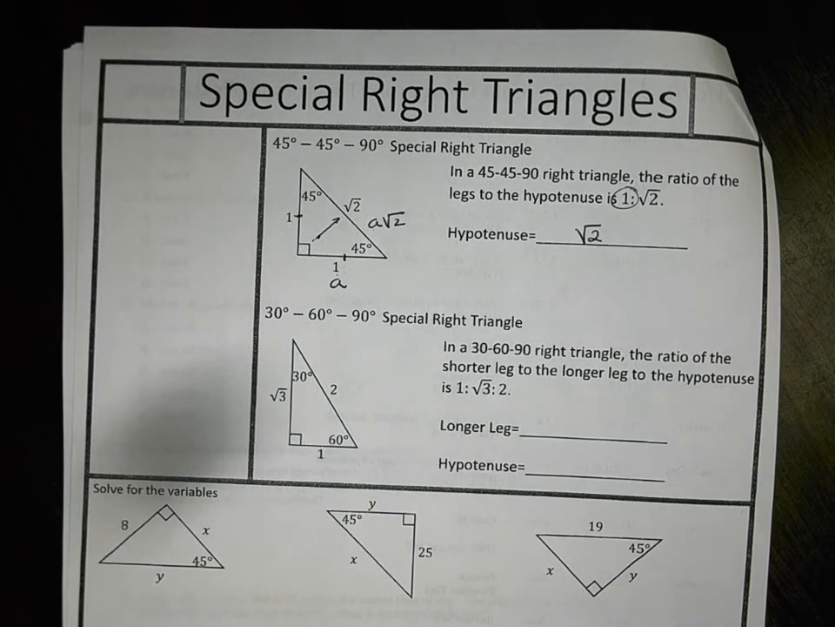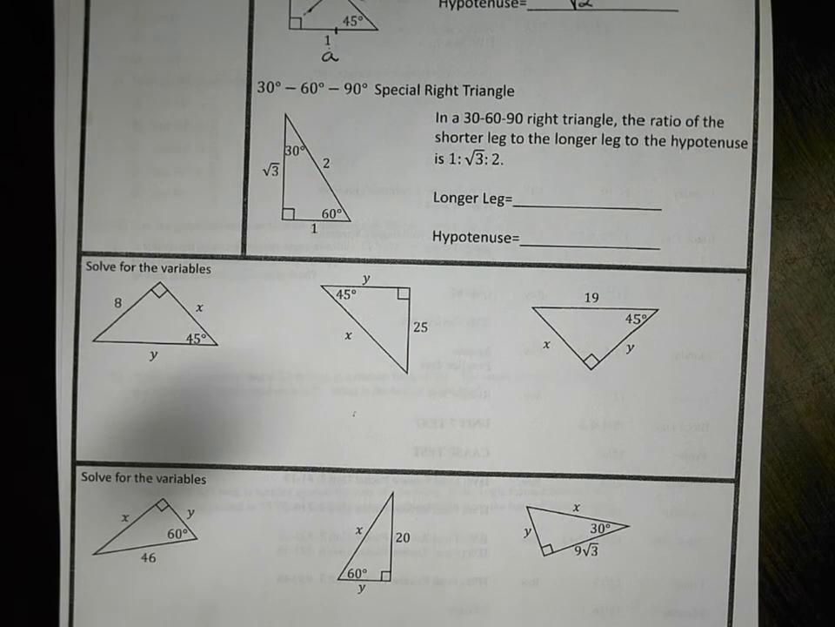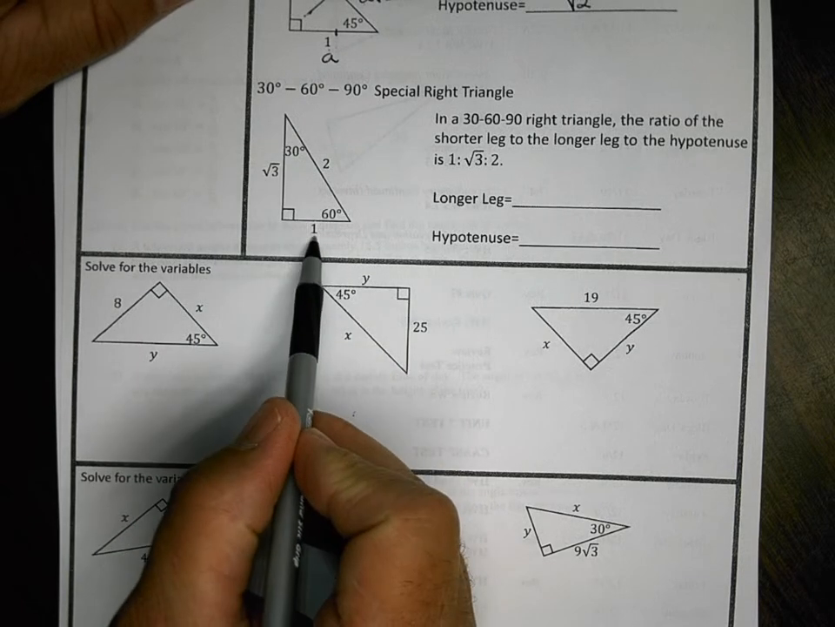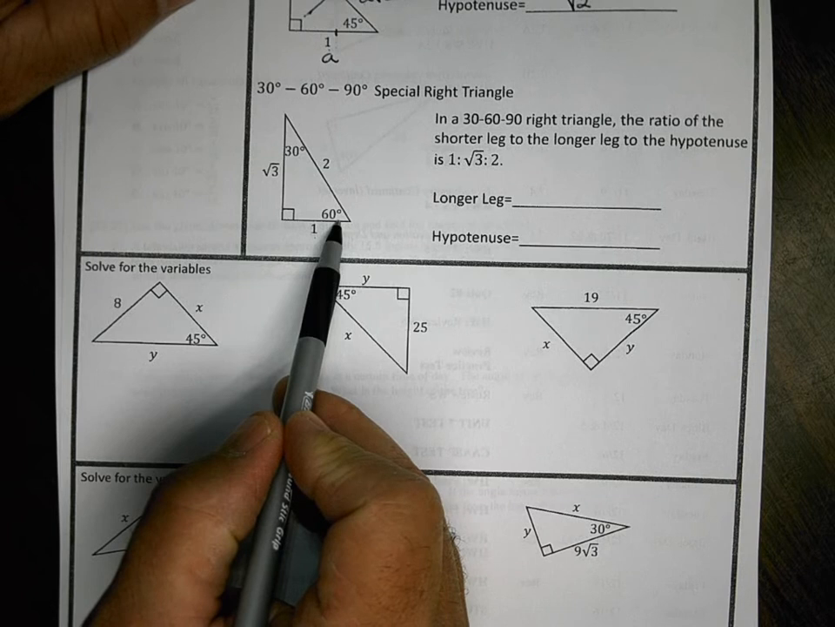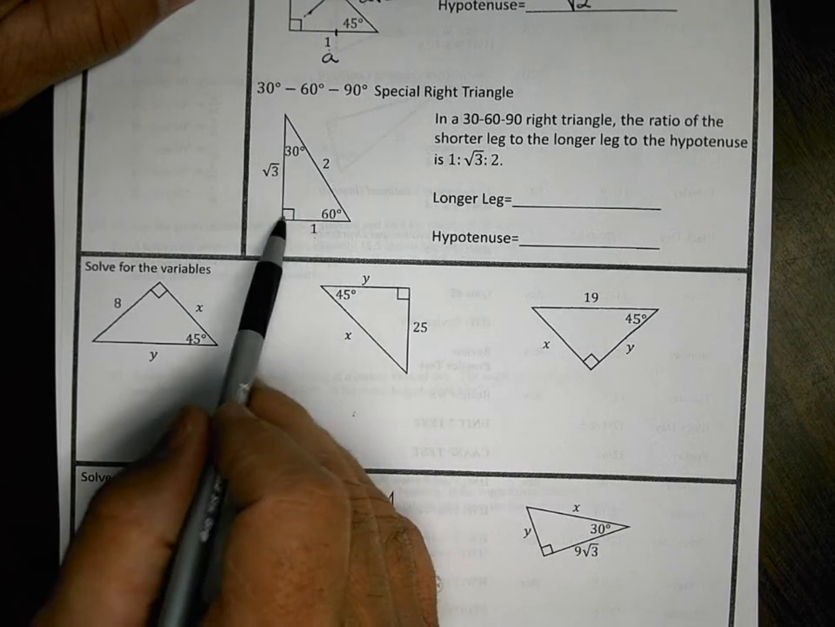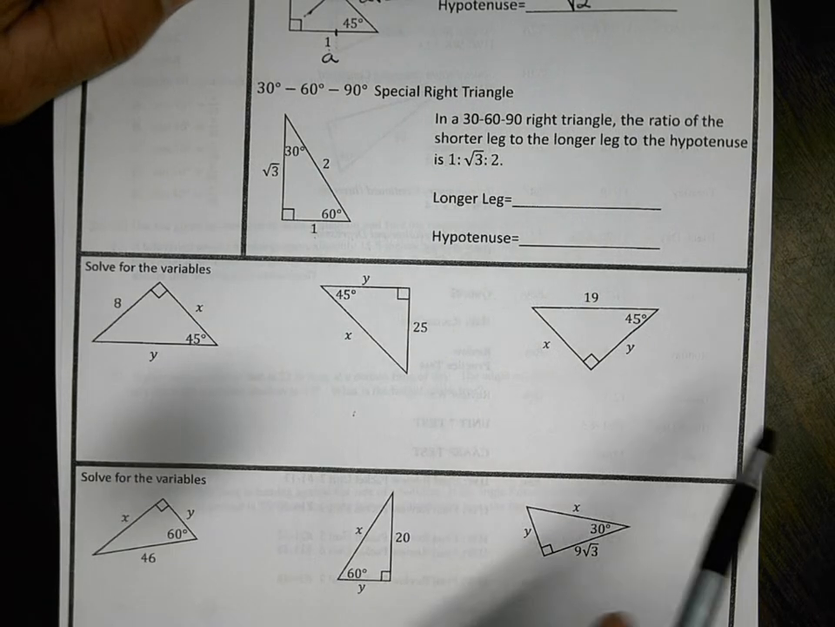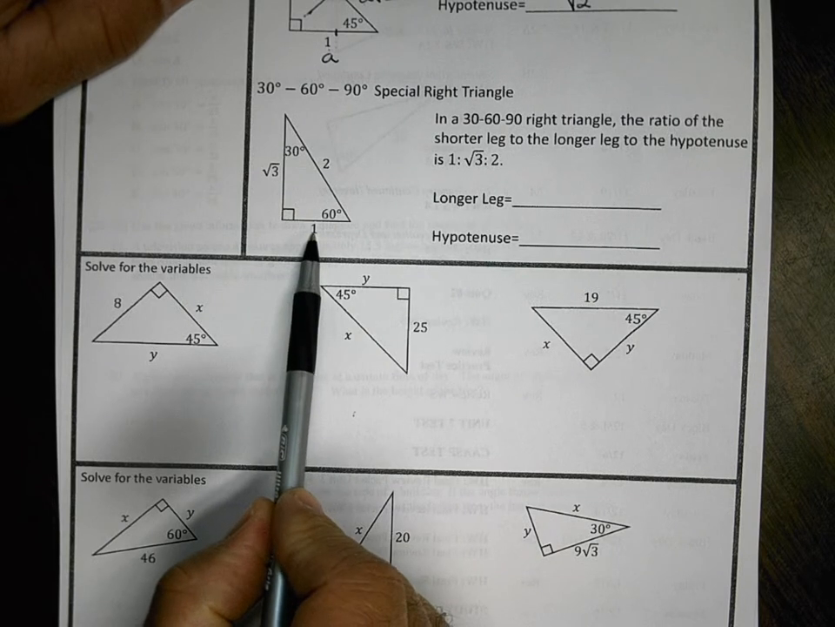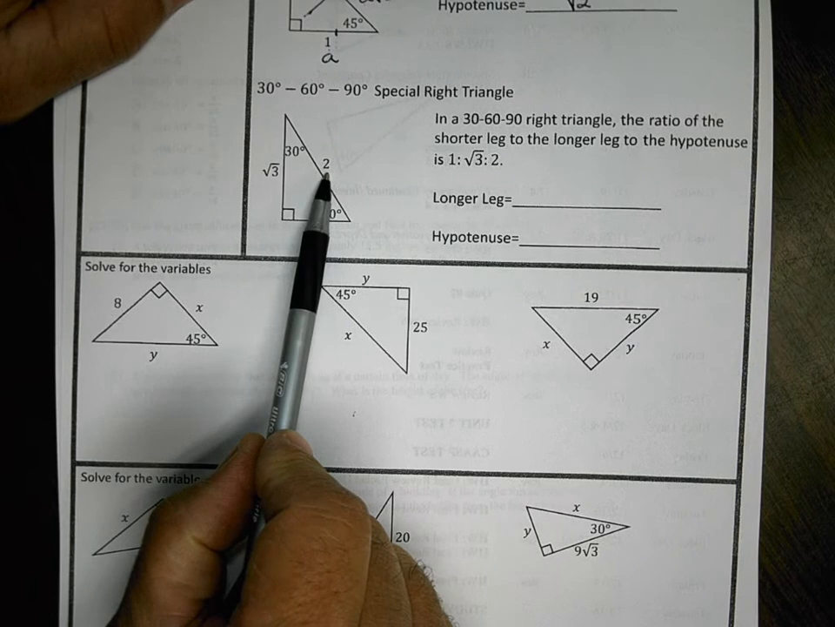Okay? The second one we have is the 30, 60, 90 right triangle. And obviously, the 30-degree angle will always be across from what we call the short leg. The 60-degree angle will always be across from what we call the longer leg. And, of course, the hypotenuse is always across from the right angle. Okay? Now, the ratio we talk about here is if the short leg is 1, the longer leg will be the square root of 3, and the hypotenuse will be 2.